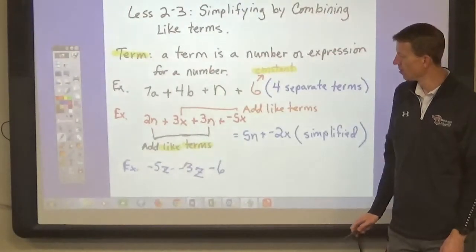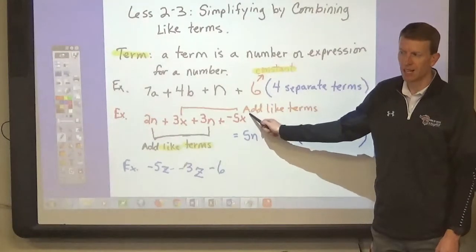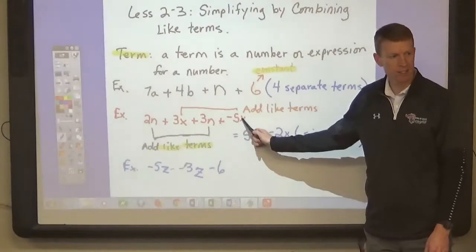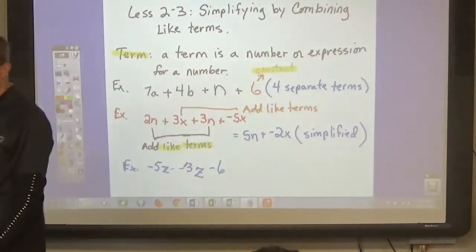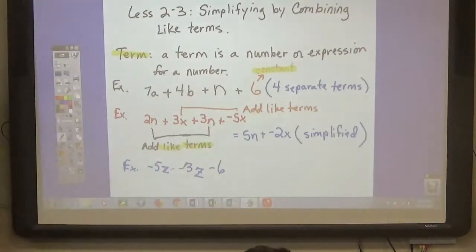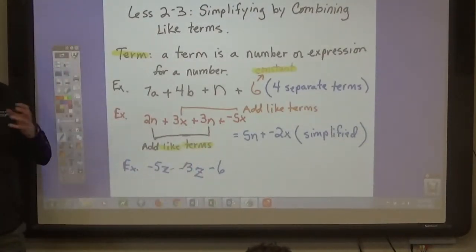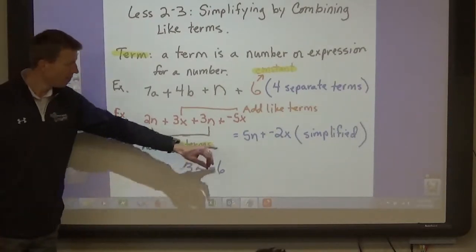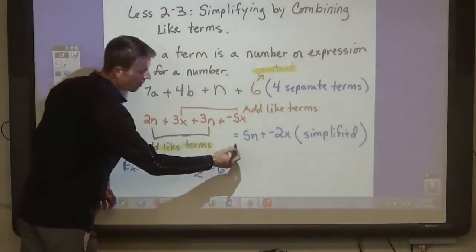Okay? Well, you mean like if this was x squared, then we couldn't add it? That's exactly what I mean. But it's not x squared, it's just negative 5x. Okay? What other like terms are there in that math expression? Which other terms are like terms, Kate? 2n and 3n. And what would you do with those? Add them. 2n plus 3n is 5n. So when we simplify this expression, you can simplify it to this.